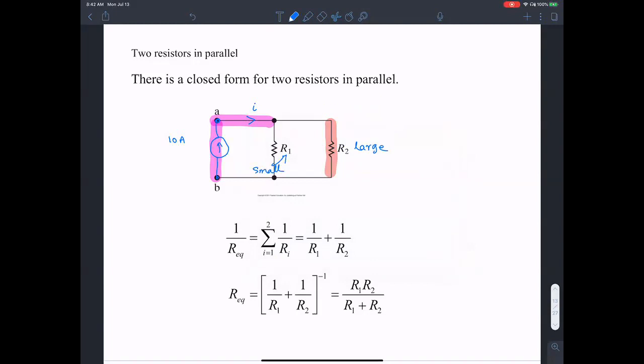Similar to one road having an accident and congestion, and R1 having a free flow of traffic, you would expect a whole lot of traffic to take road R1 and very few drivers choosing road R2. So that's the idea of current division. A large resistance carries a small current, and a small resistance carries a large current when they're in parallel. Does that make sense? A large resistance carries a small current, and a small resistance carries a large current when they're connected in parallel.